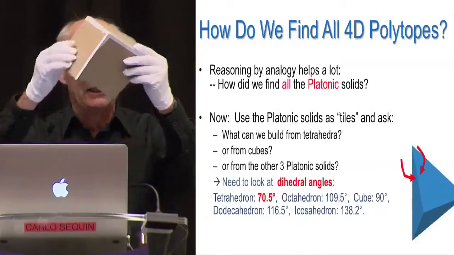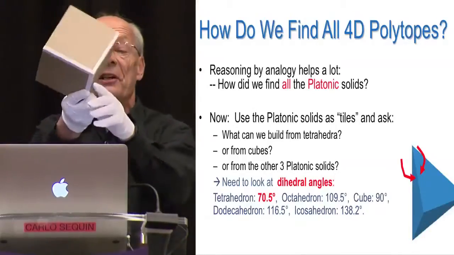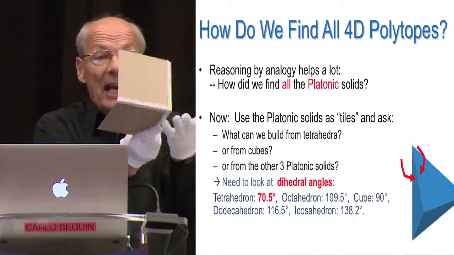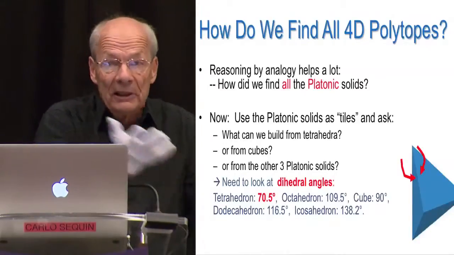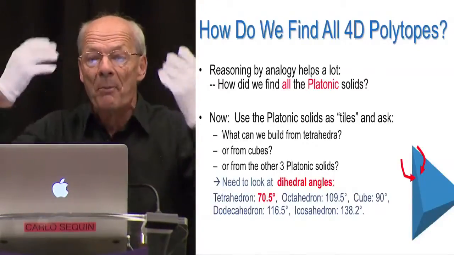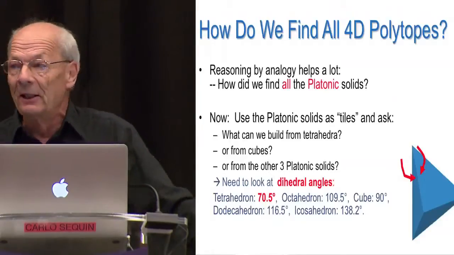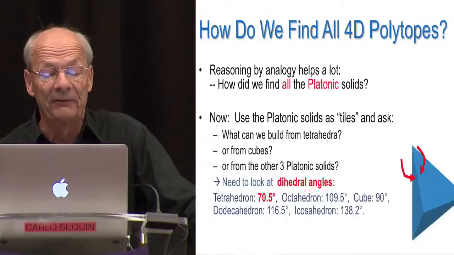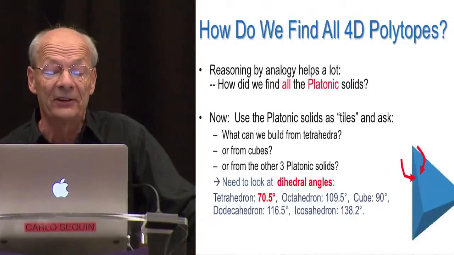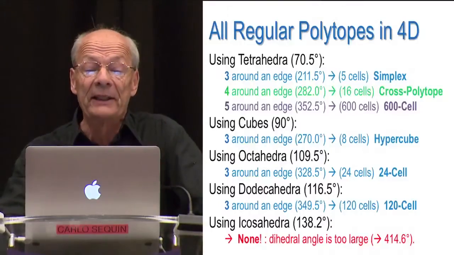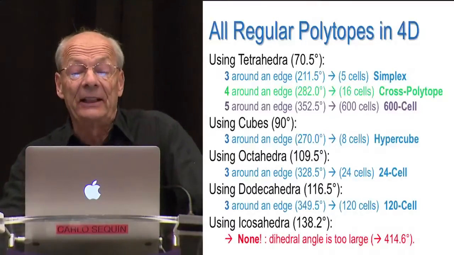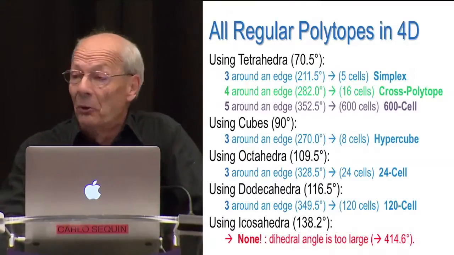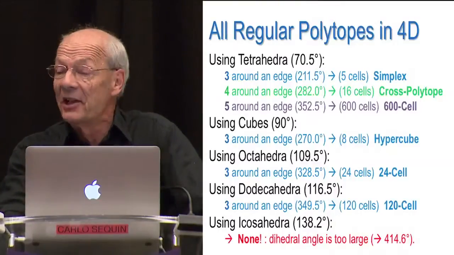And this dihedral angle tells us how many of these objects we can fit around the common edge, and then how much empty space is left over that we can now force to close so we pop out into the 4th dimension. For a tetrahedron, that critical angle is about 70 degrees. So we can either fit 3 or 4 or 5 tetrahedra, because the sum is still less than 360 degrees around an edge. And here's now the complete analysis. With 3 tetrahedra around an edge, we get something called a simplex. 4 make the cross polytope, 5 make the 600 cell.